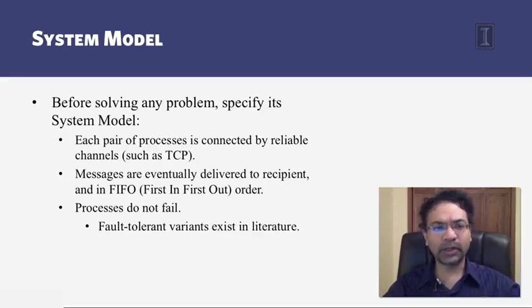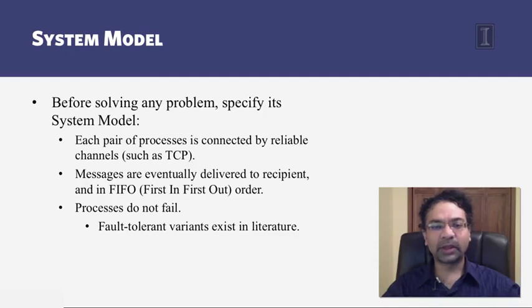Each pair of processes is connected by reliable channels, which means that when you send messages on these channels, they are delivered eventually. We can use TCP for these channels. The channels are all point-to-point channels, which means that they have one sender and one receiver. Messages along a channel are delivered eventually to the recipient, and they're delivered in first in, first out order, which means that if one message is sent before a second message, then the first message is received before the second message as well. And finally, we'll assume that processes do not fail.